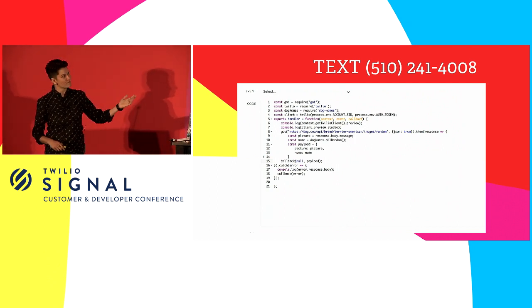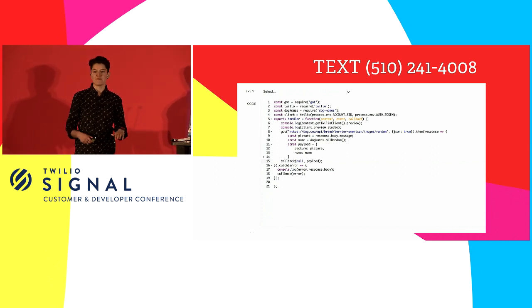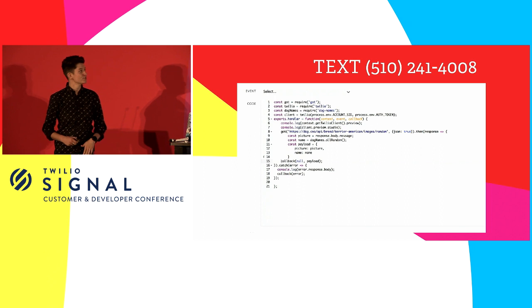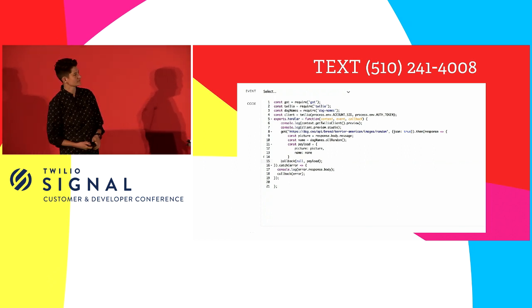So this is what my function looks like. In it, all I'm doing is getting a picture of a dog, giving it a name, and then returning that back to my Studio flow, where it's available in the context, as we call it. So then I can return that to the user.